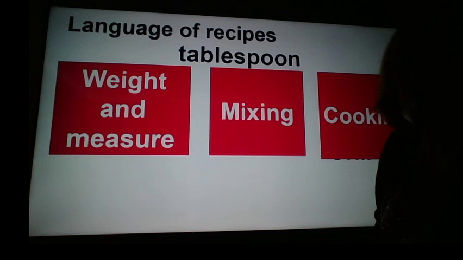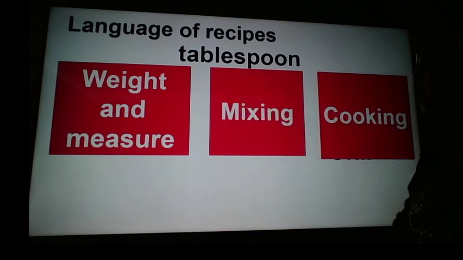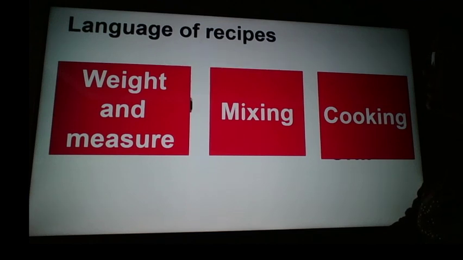Tablespoon. What's tablespoon going to be? Is it going to be weight and measures? Is it going to be mixing? Is it going to be cooking? I see that you all got the others right, so that's excellent. Let's look for tablespoon then. Yes, it's a weight and measure.